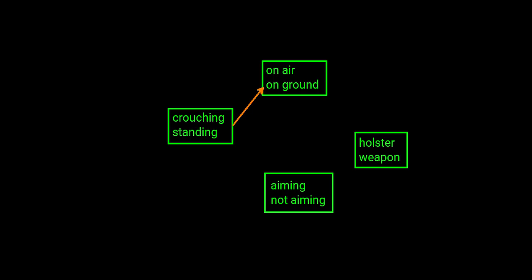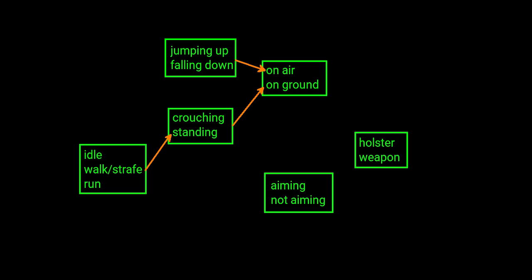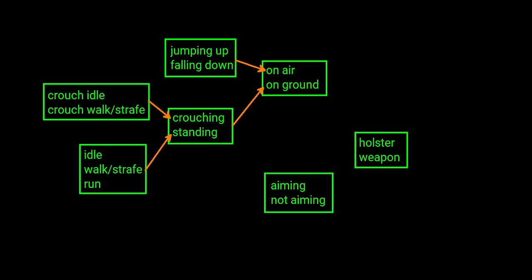The crouching and standing states are going to work only when the player is on ground. And while in midair, the player will have two different animations, jumping up and falling down. While standing upright, the player is going to have idle, walk, strafe and run animations, which we also covered previously. The crouching state is also going to have idle, walk, strafe animations, but not the run animation, as we're not going to make the player run while crouching.